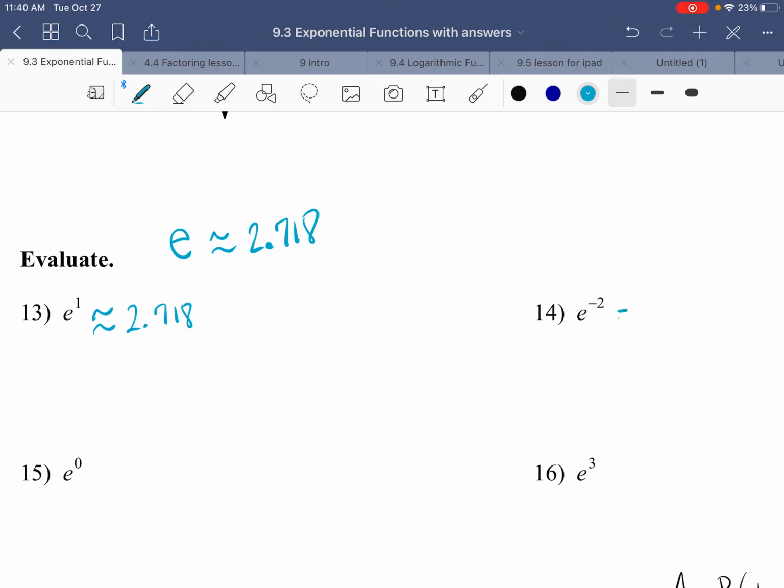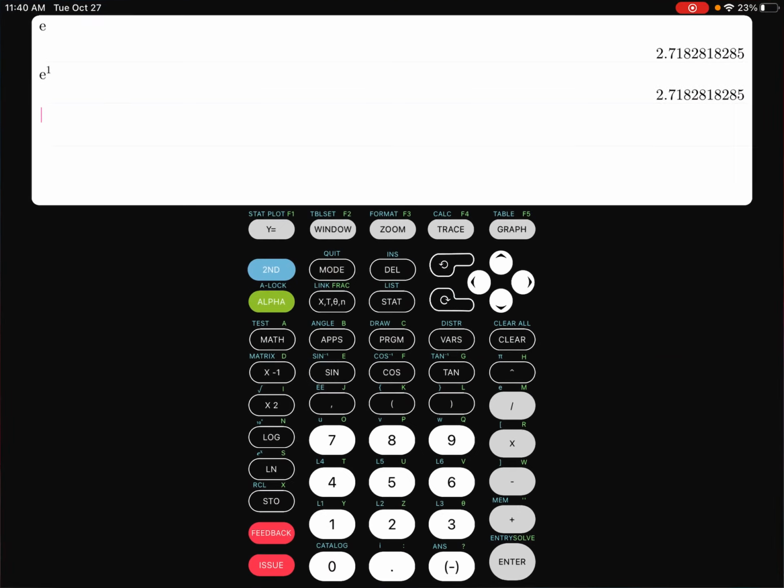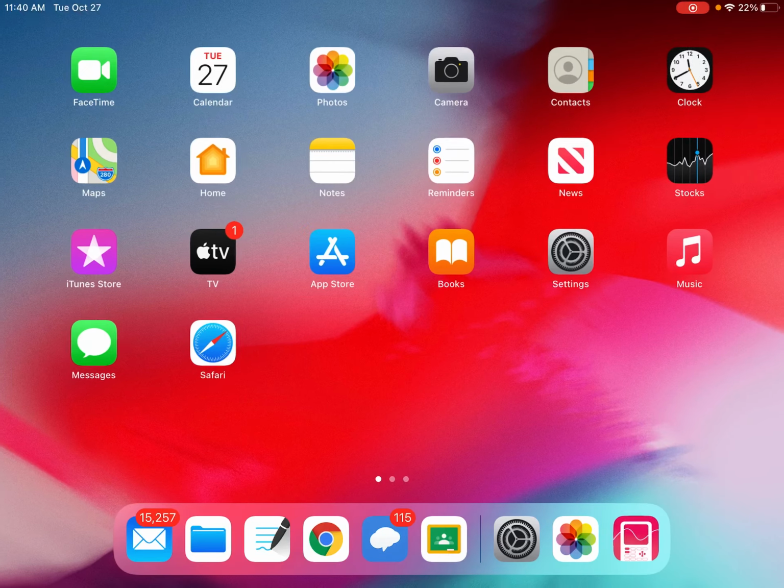And then put this in your calculator. It means the same thing as 1 over e squared, but you can type it in just like it says. So second button, and then the ln button, and then raised to the -2, and it gets you 0.135.